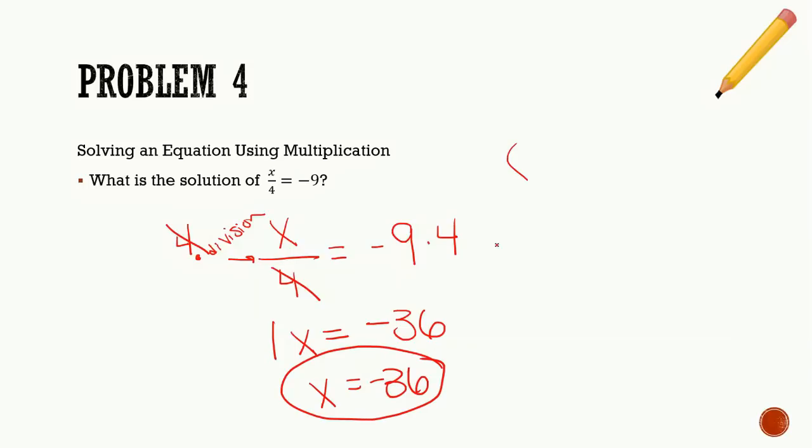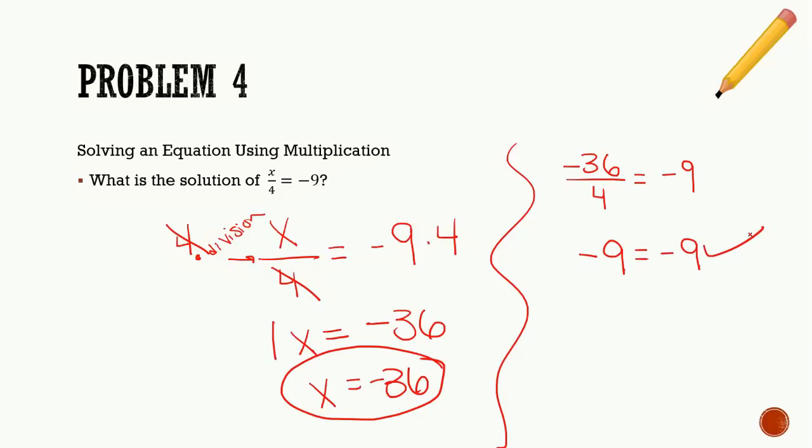Does that work? Let's do a check here. So negative 36 over 4, does that equal negative 9? Negative 36 divided by 4, that is negative 9. So I did get the right answer, which is marvelous.